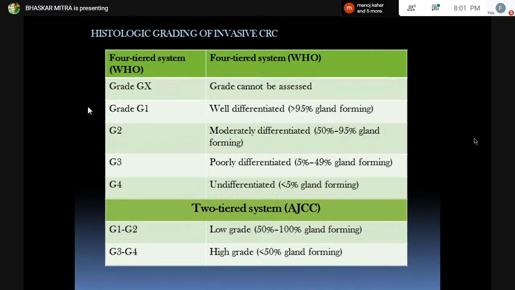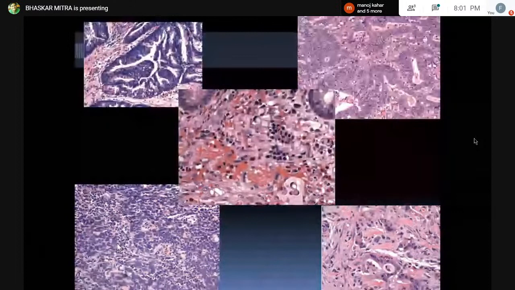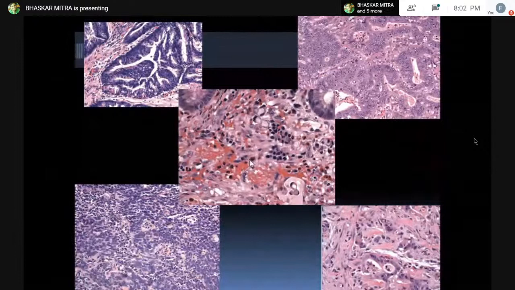AJCC uses low and high grade, that is G1, G2, where more than 50% gland formation is low grade, and less than 50% gland formation is high grade. Now as the grade increases, the prognosis goes down. These are the different grades of colorectal cancer, that is well to moderately differentiated cases, and these are the poorly differentiated cases. This is the undifferentiated one. Sometimes it is very difficult to diagnose those adenocarcinomas here. We have to take the help of special stains or immunohistochemistry. This is signet ring carcinoma, again the poorly differentiated group. This is again the poorly differentiated carcinoma group.